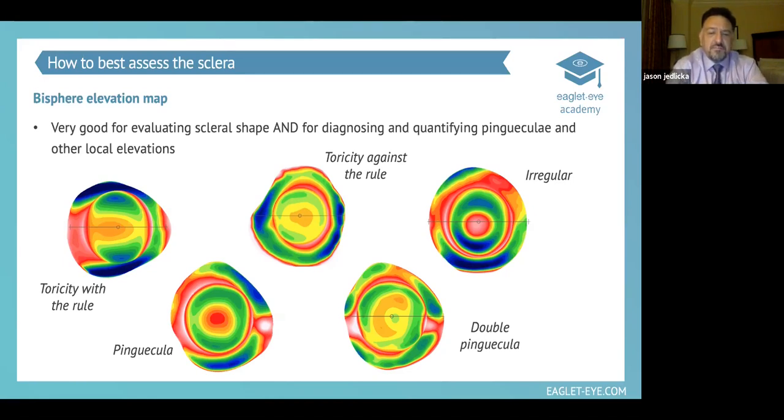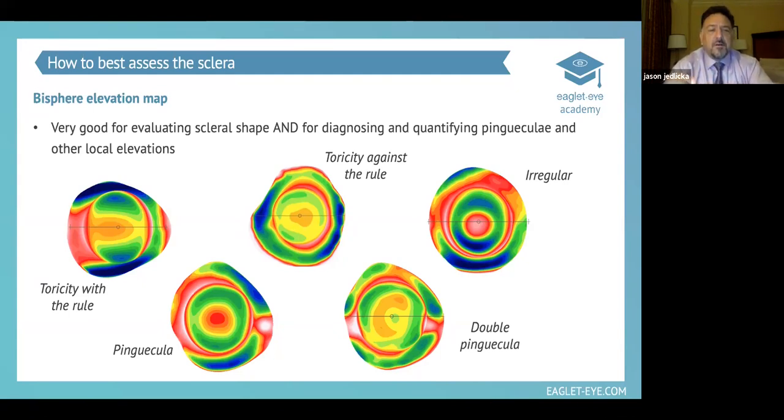We can see that same effect on these other types of eyes. We can see a toric against the rule eye shape, where our flat meridian would probably orient about 70 or 80 degrees. We can see the impact of a pinguecula, or double pinguecula, or irregular shapes.